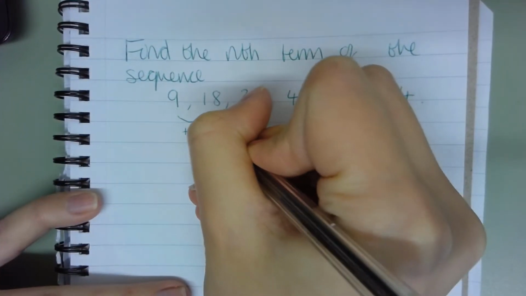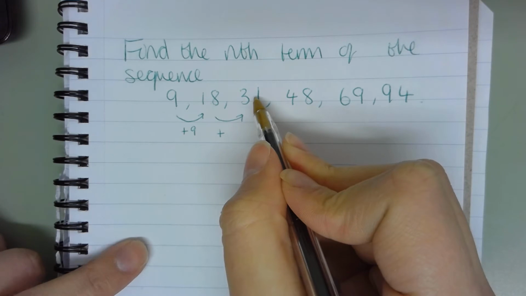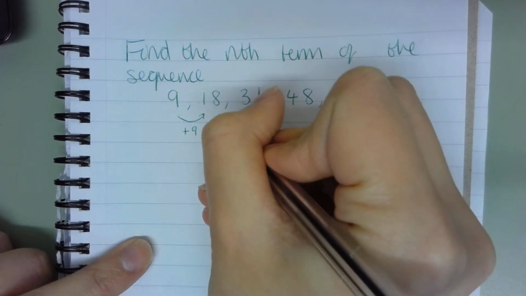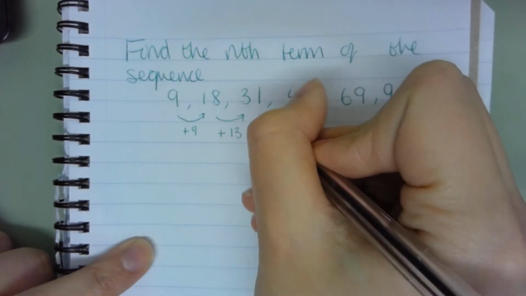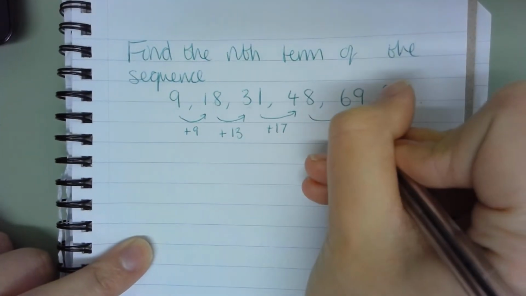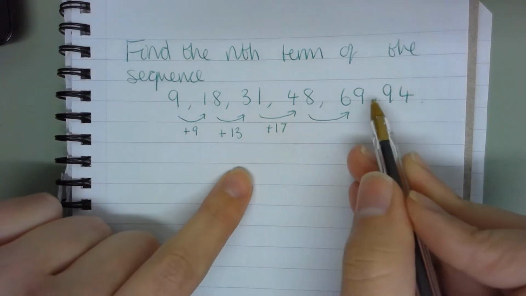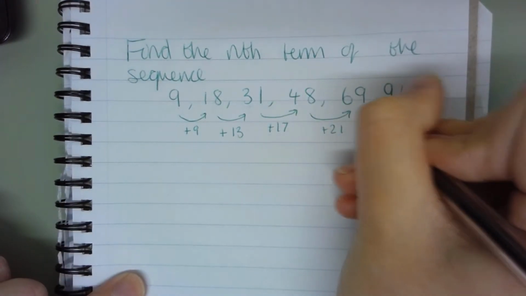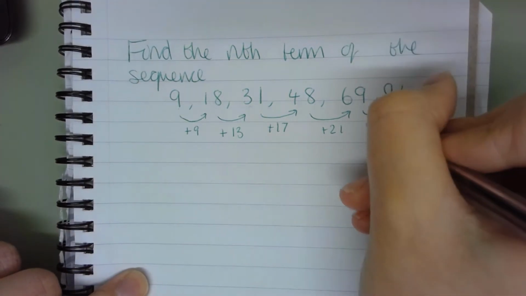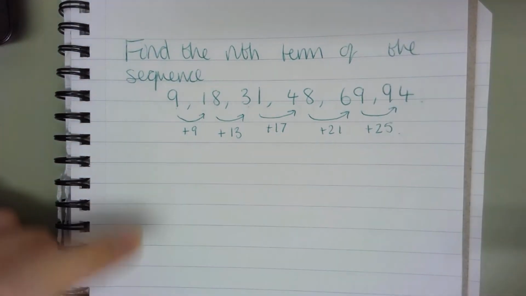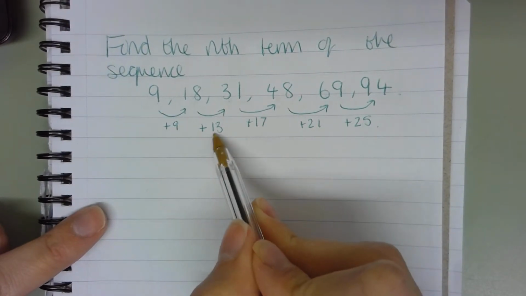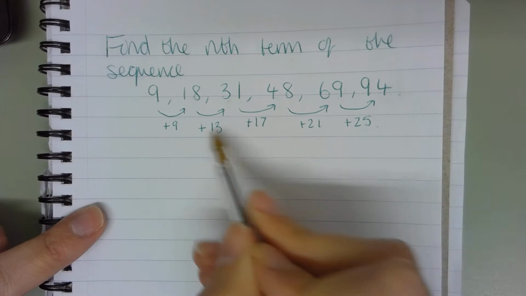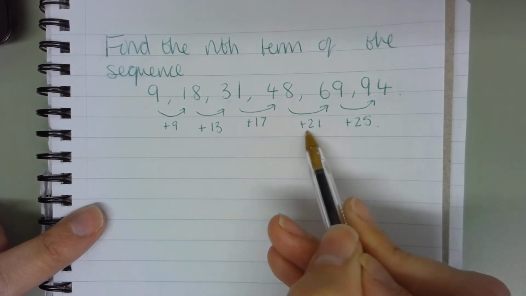And I can see we're doing plus 9. 18 to 31 is 13. 31 to 48 is 17. 48 to 69 is 21. And 69 to 94 is 25. So now I can see that it's quadratic because this is plus 9, plus 13, plus 17, plus 21, plus 25. These numbers are going up by 4.